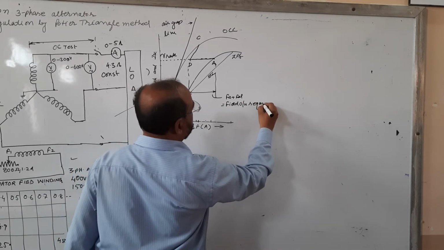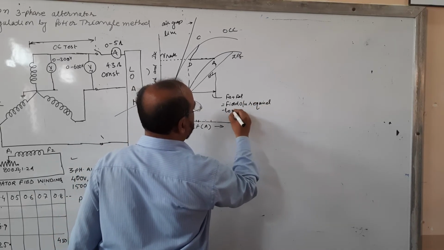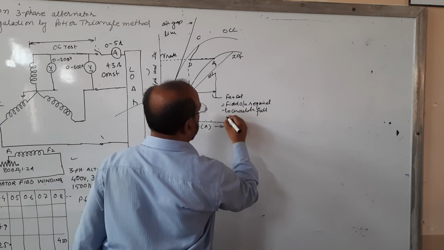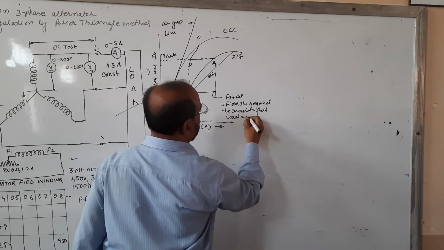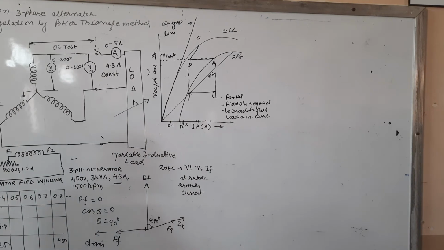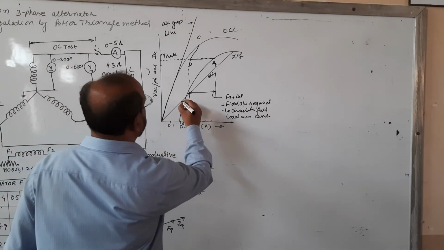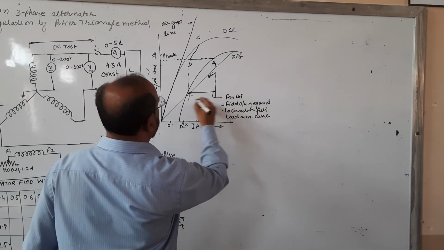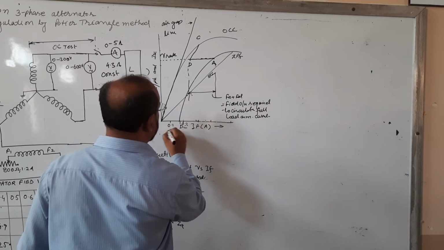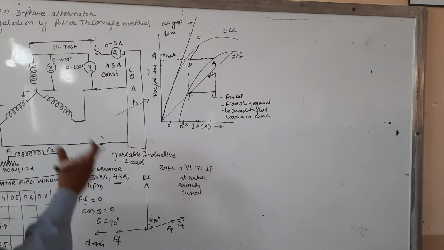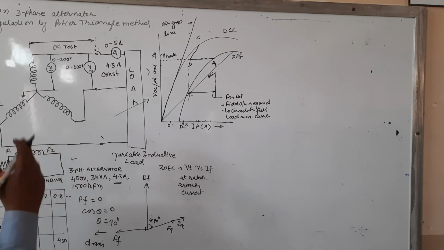required to circulate full load armature current. It is defined from, say for example, here is the full load short circuit current, and the field current required is nothing but FA plus FAL. Already this has been deeply discussed in the MMF method and EMF method.